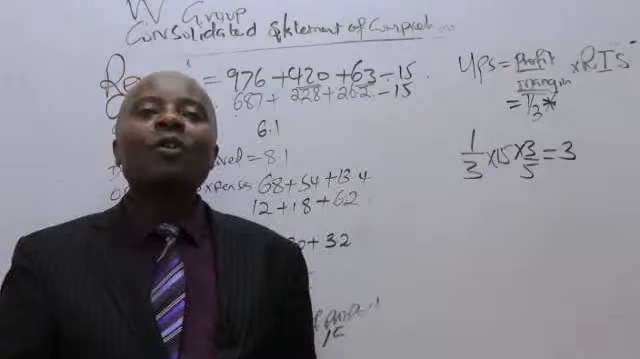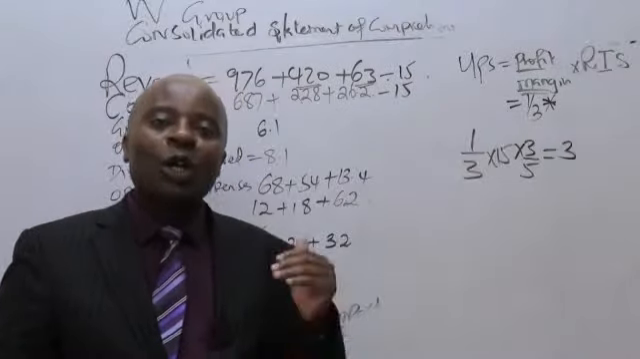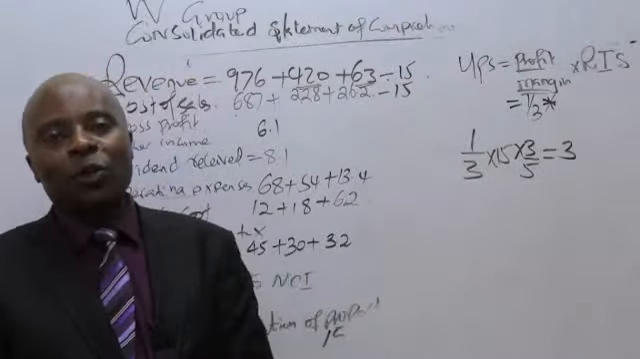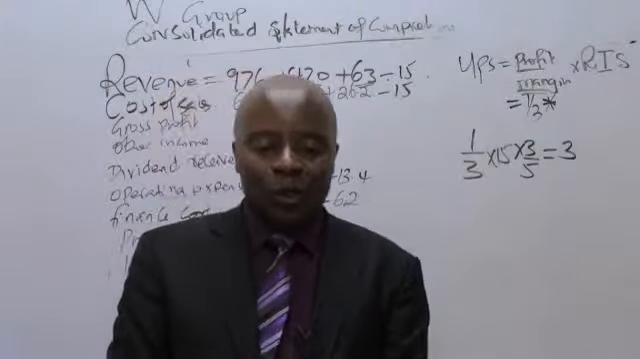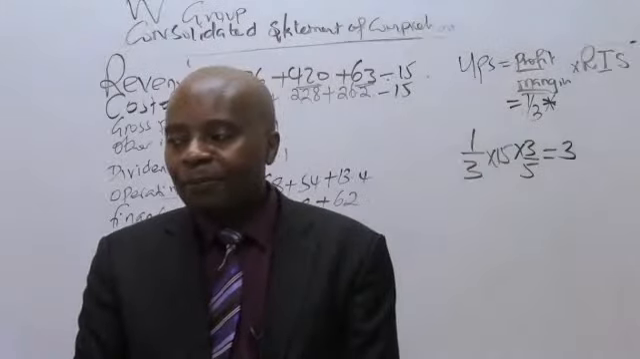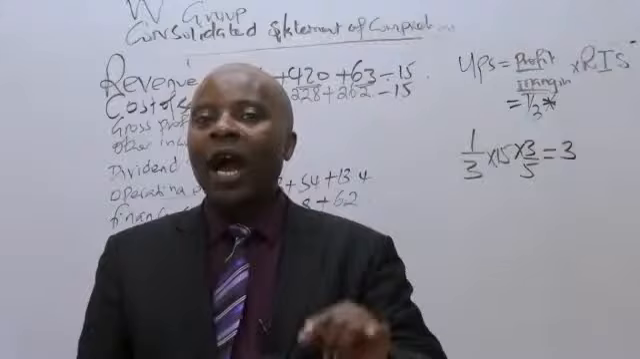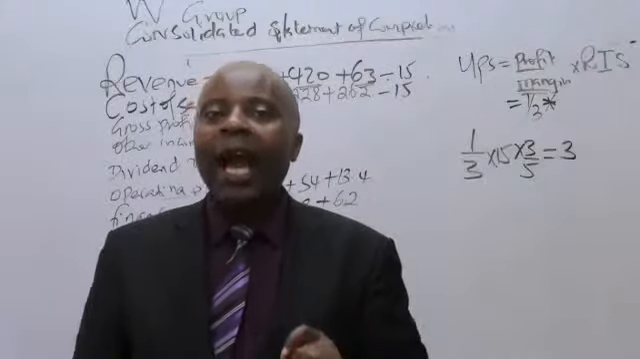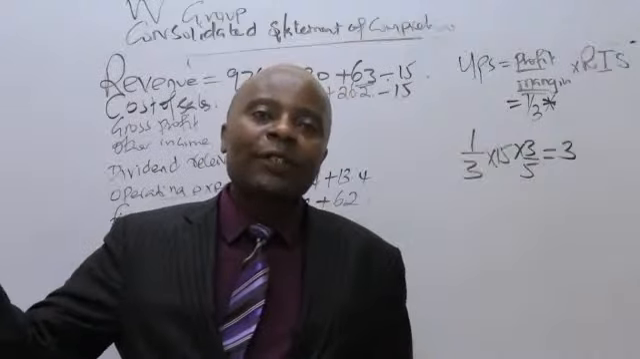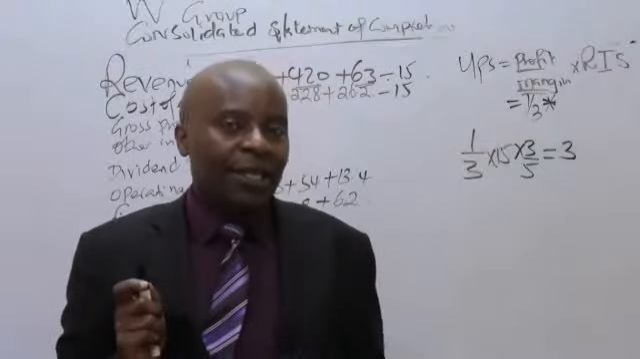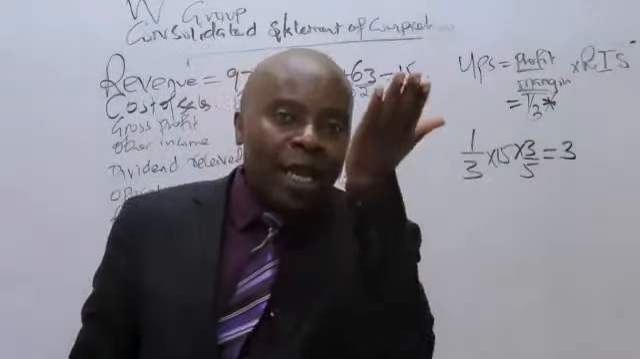And remember, when you have UPS, what do we normally do with UPS? You add to the cost of sales. You do two things: you add to the cost of sales, and in the statement of financial position, you subtract it from inventory, because your inventory has been overstated.